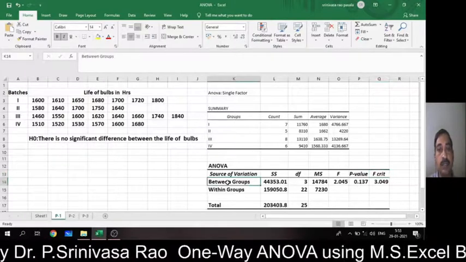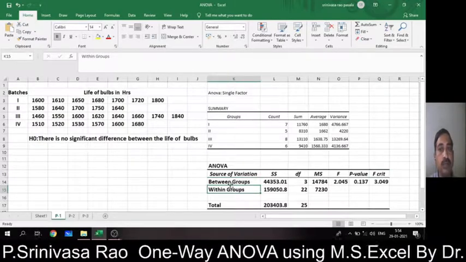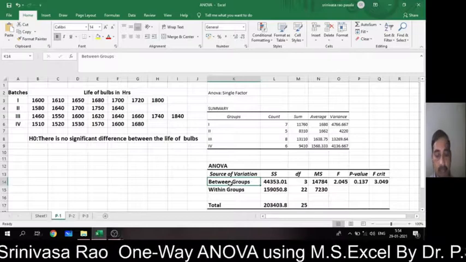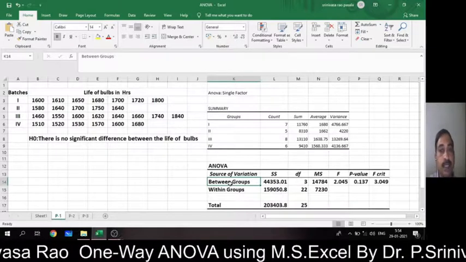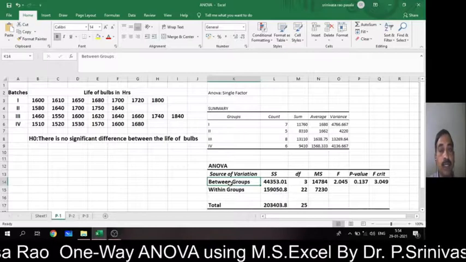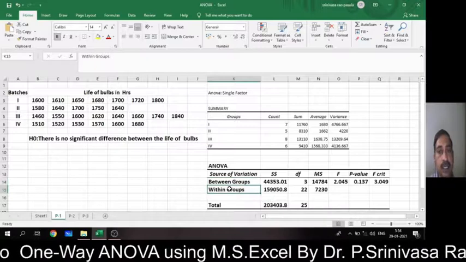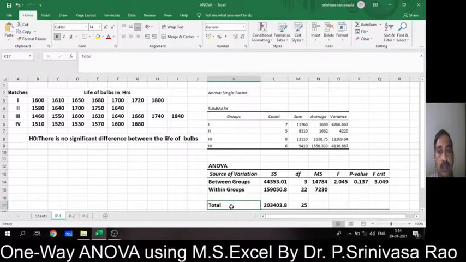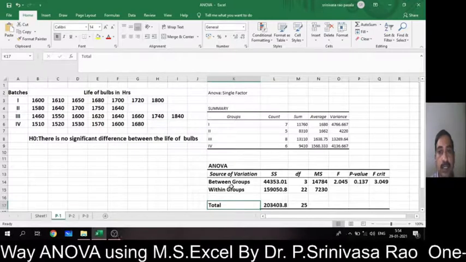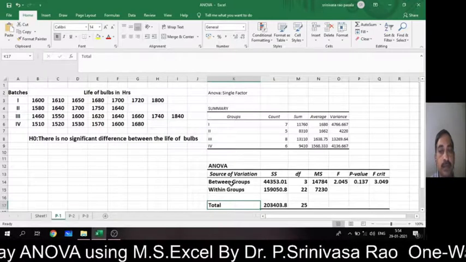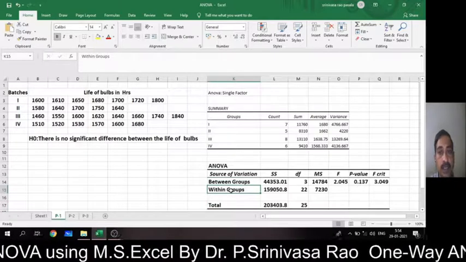So this is nothing but the between sum of squares and within groups. Between groups is, in the general manual ANOVA table for one-way, the treatments source of variation; another one is error, and the last one is total. But in any software it is given as source of variation: between groups and within groups, right? Within groups is nothing but the error sum of squares.